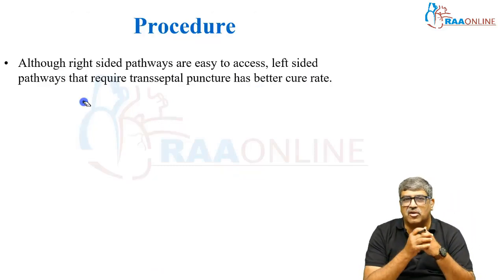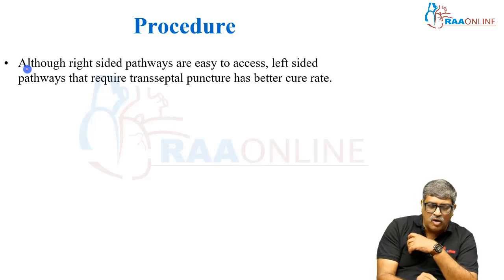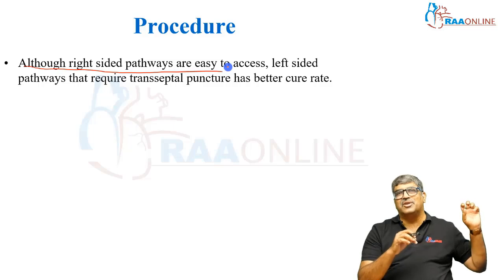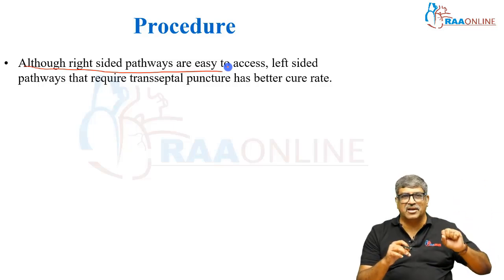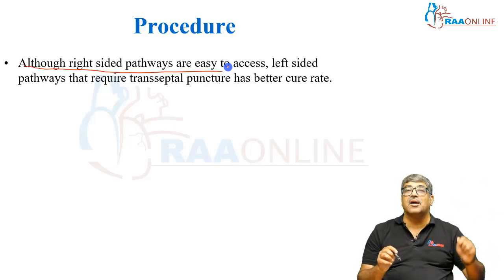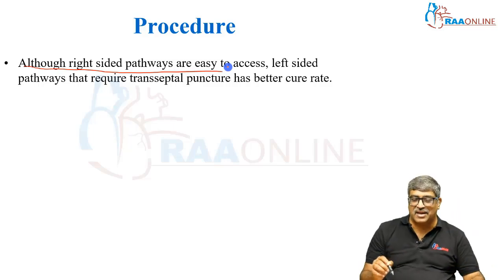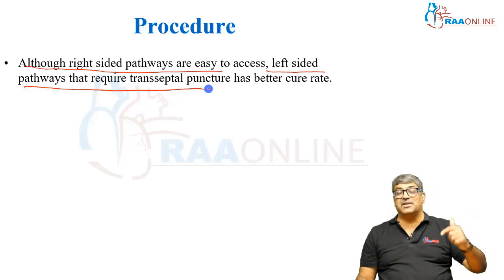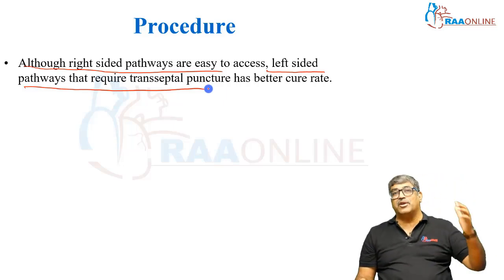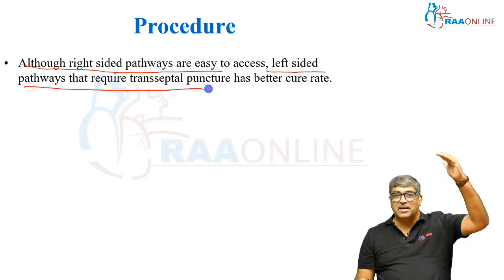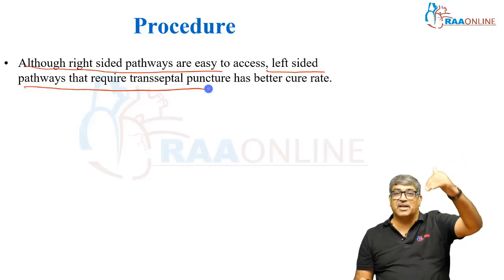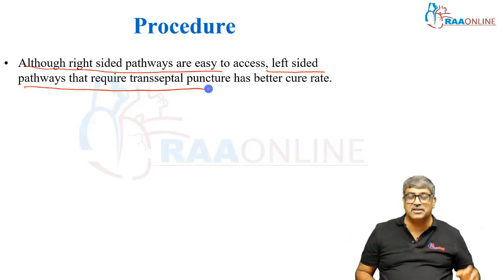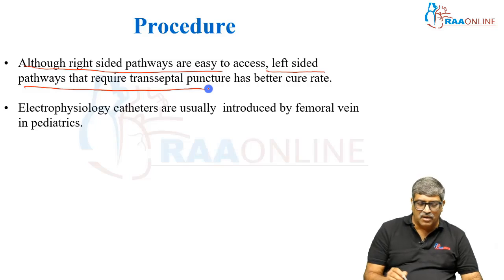Now coming to the procedure of radiofrequency ablation. Although right-sided pathways are easy to access, whenever you have a pathway on the right side, it is easy to access through the superior vena cava and inferior vena cava and go to the right side of the heart. But although it is easy to access, the left-sided pathway that requires transseptal puncture has a better cure rate. For going into the left side, you have to puncture the interatrial septum and go to the left side. Left-sided pathway ablations have a better cure rate than right-sided ablation.